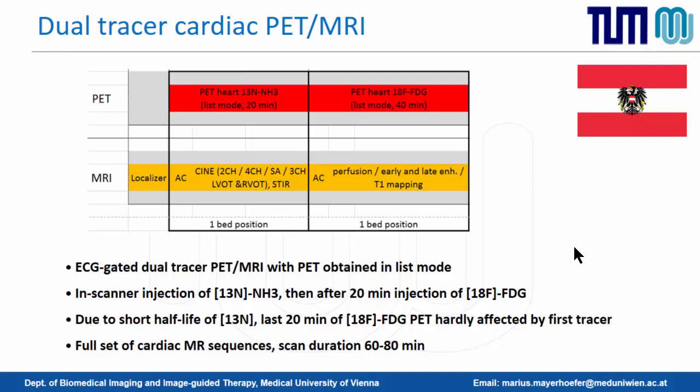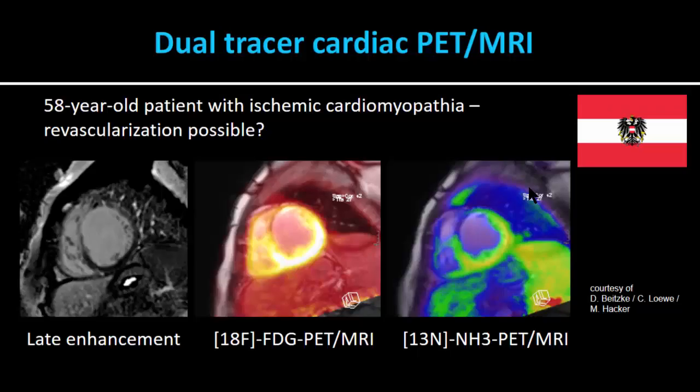I mean, do you think that this is a problem for the PET acquisition because the two would interfere with each other? Obviously not in this case, because 13N has a very short half-life. So in particular, in the later phase of the FDG list mode data acquisition, there is hardly any effect of the first tracer. And we would perform a full set of MR sequences, cinema sequences, STIR for edema, and then together with the FDG, contrast medium with perfusion, early and late enhancement, as well as T1 mapping.